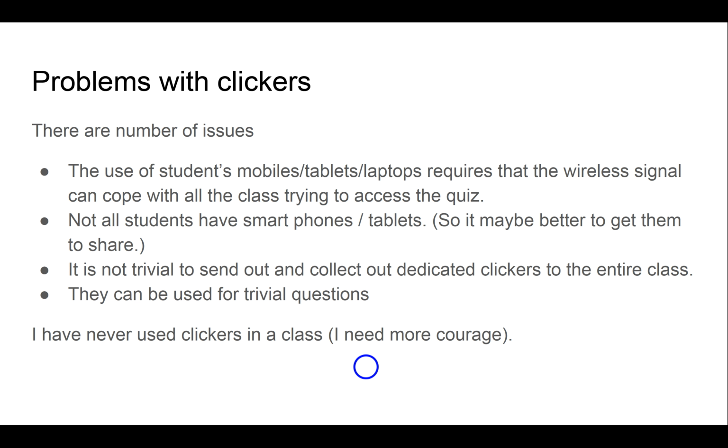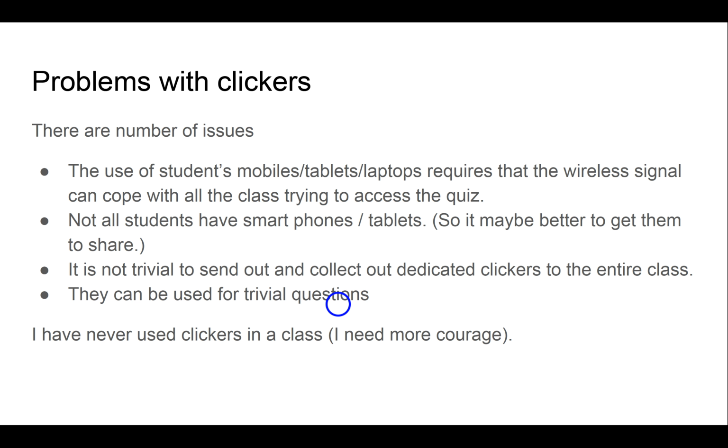Okay, one of the things I'm going to say is when you have dedicated clickers, these are sort of dedicated special hardware. You know, if you're in a class of 100, you sort of hand these things out and then get them back at the end, and also they're quite expensive, you'll see. And also some of these things I've seen at the University of Colorado. There's a collection of questions about clickers, and some of the questions I thought were a bit trivial.